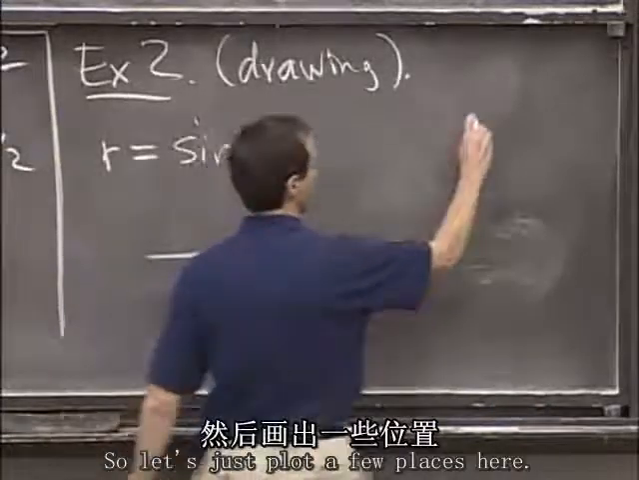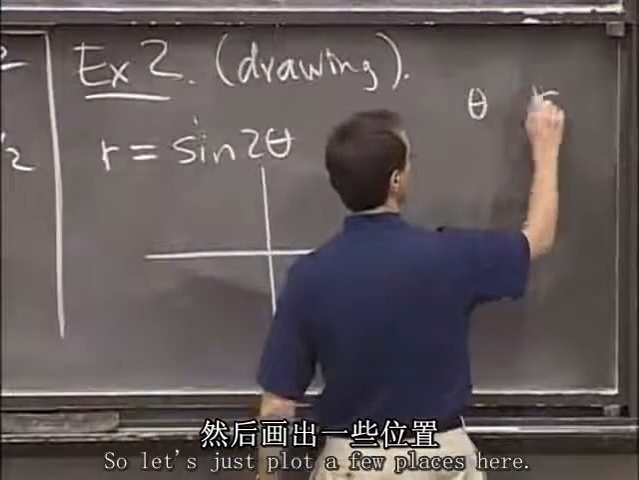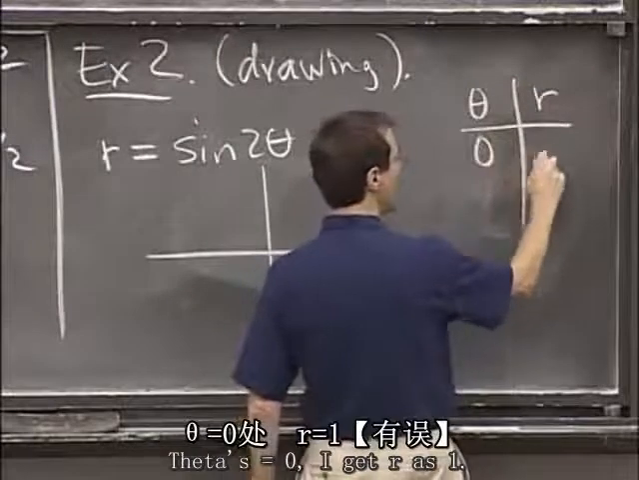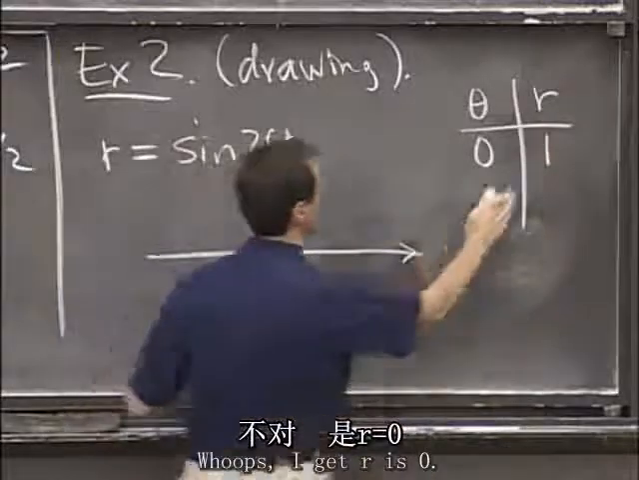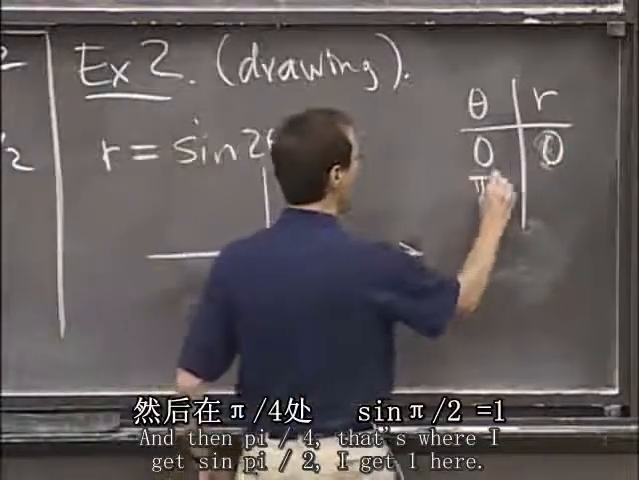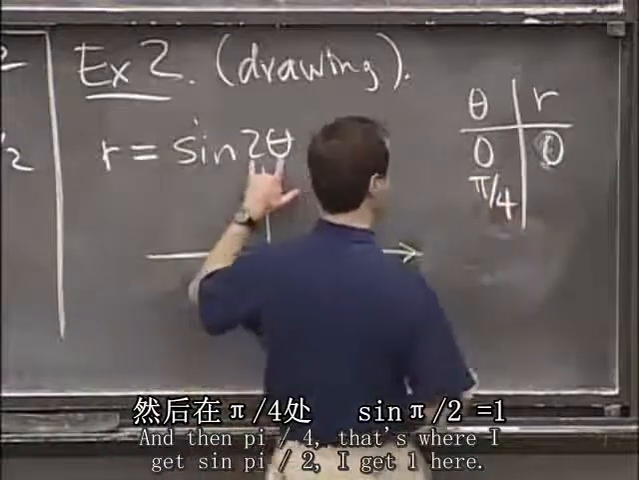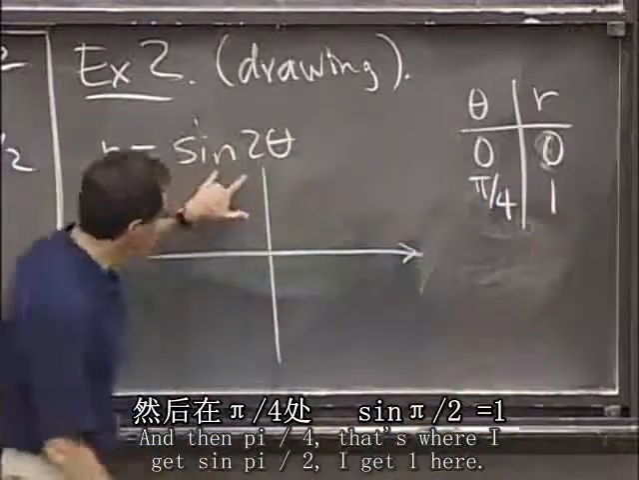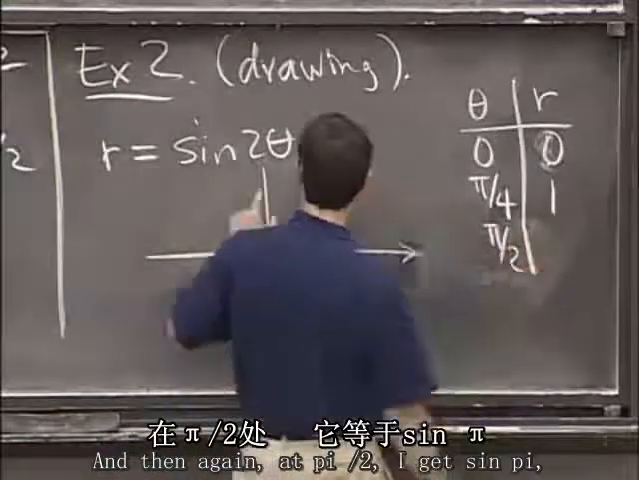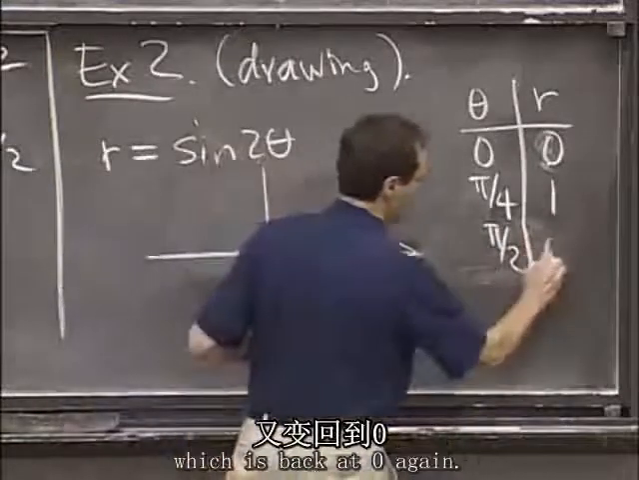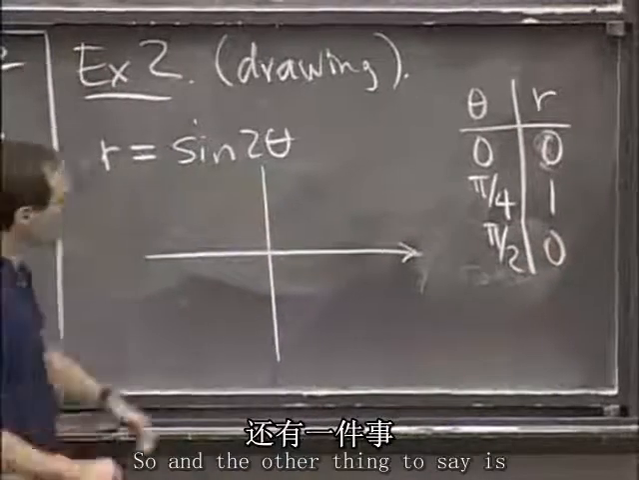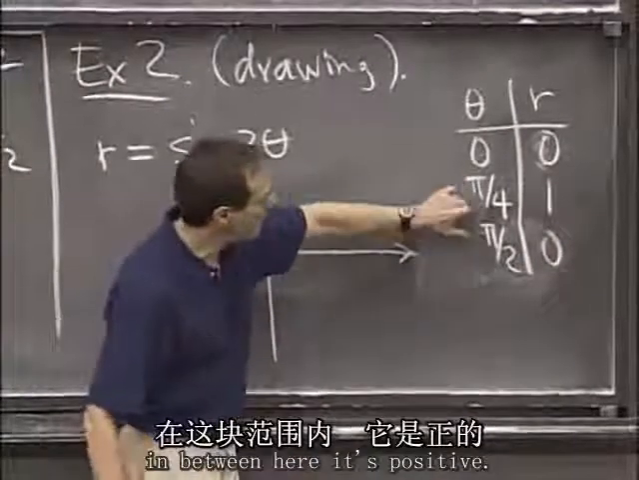So let's just plot a few places here. I'm not going to plot very many. θ is equal to 0, I get r is 0. And then π/4, that's where I get sin(π/2), I get 1 here. And then again, at π/2, I get sin π, which is back at 0 again. And the other thing to say is in between here, it's positive in between.